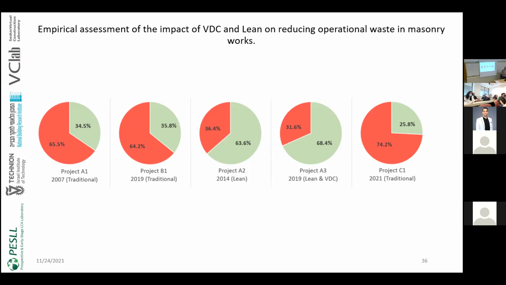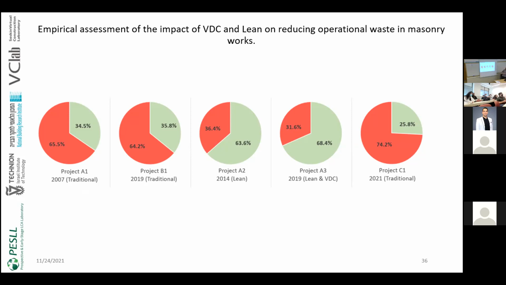Now, what I did in 2019, I studied 2 construction projects that have the same scope, 2 residential projects with around 170 apartments, which is project P1, a traditional project. And I found that the value-adding activities are still around 35.8%, which shows that the traditional management way does not have any improvement from 2007 until 2019.